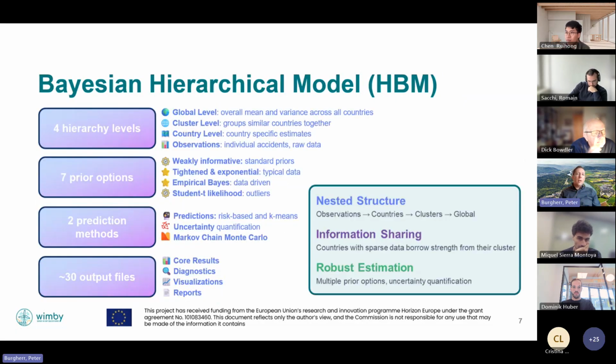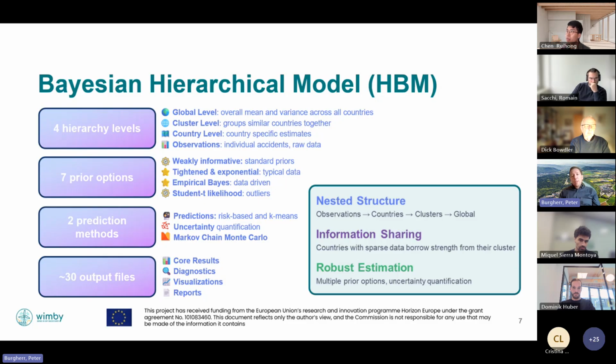The actual Bayesian hierarchical model, I don't want to show you any equations here, but basically it has 4 levels. So you go from the global level to the individual observation. So you have a nested structure, and this nested structure helps that the model can also do information sharing or borrowing from countries with more accidents to countries that have only a few data points. And of course, this is not just linearly done, but you have to tell the model how this should happen.